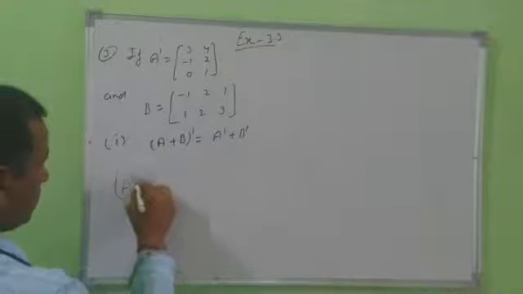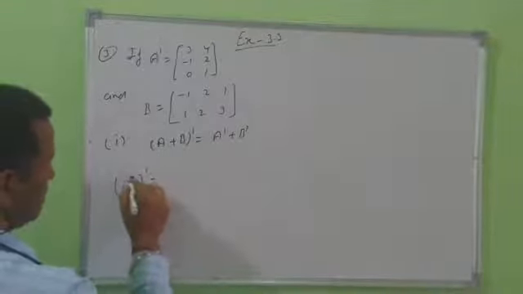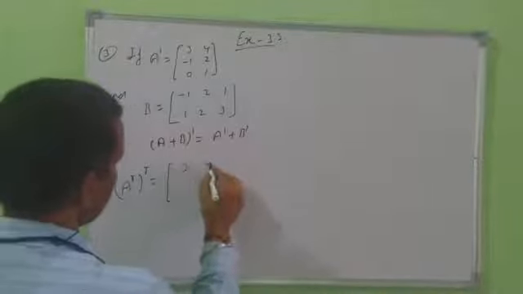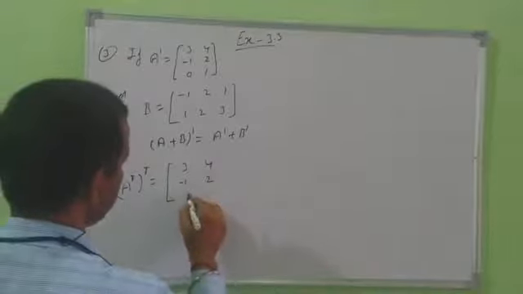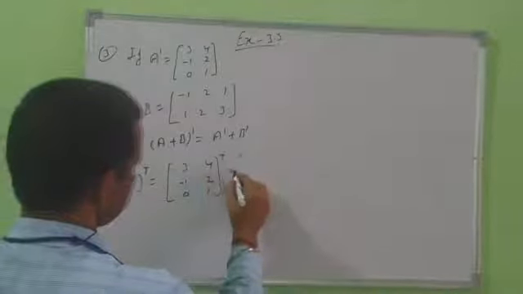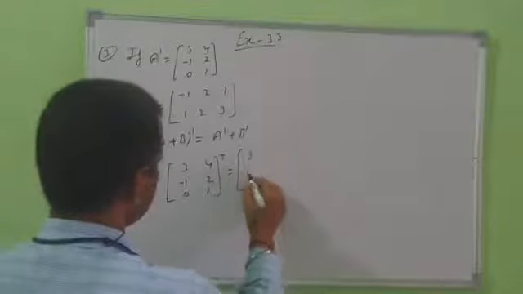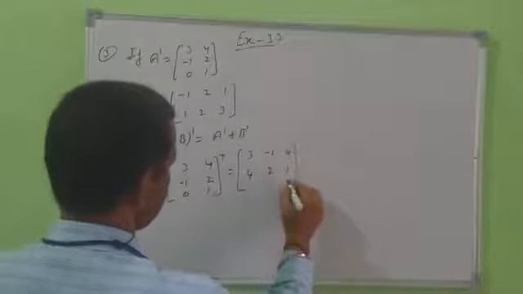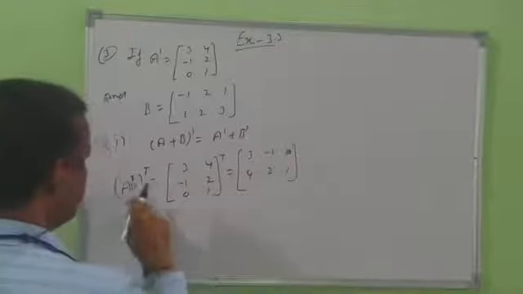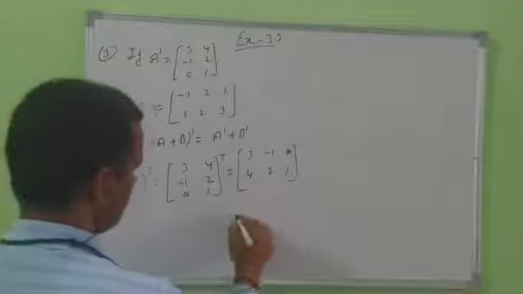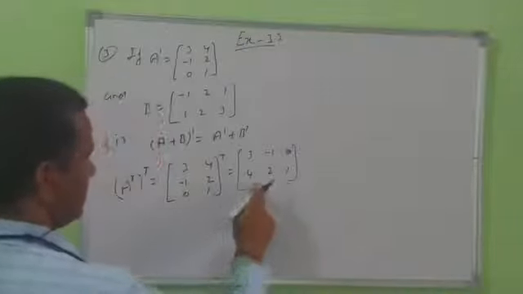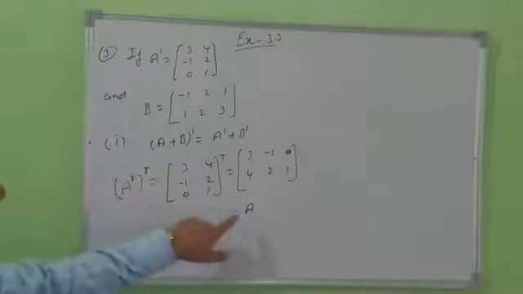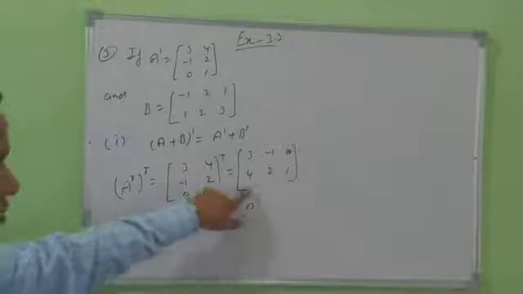A transpose, the whole transpose, means A double transpose, then you get the original matrix. So 3, 4, minus 1, 2, 0, 1, transpose of this one: 3, 4, minus 1, 2, 0, 1. This is the original matrix of A. When you find the double transpose of any matrix, then you get the original matrix.